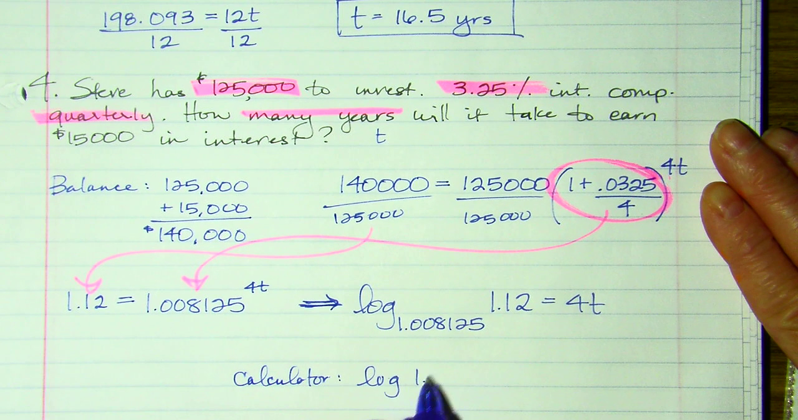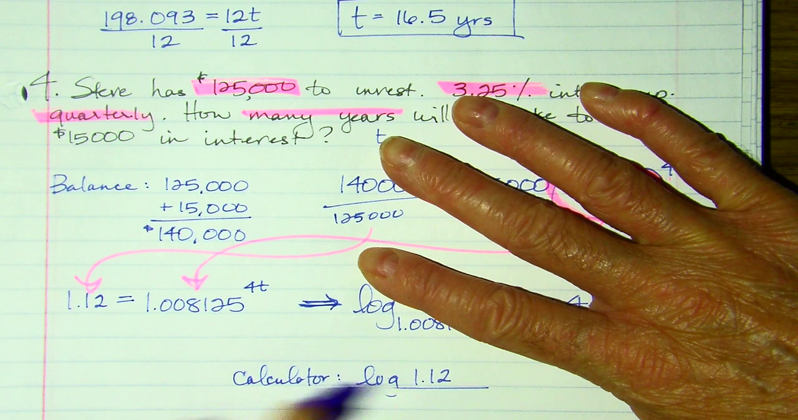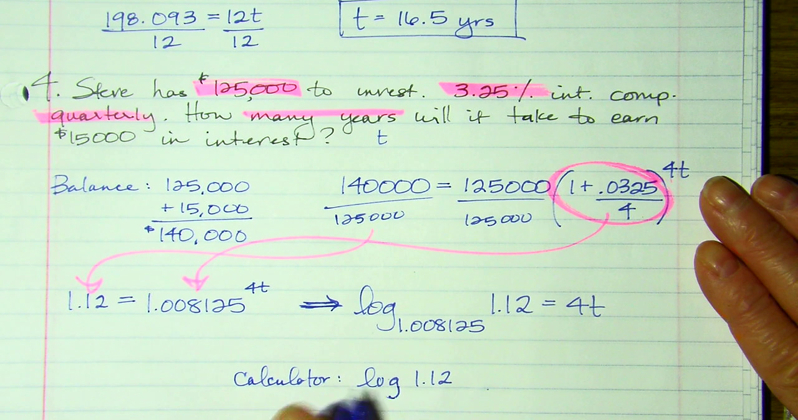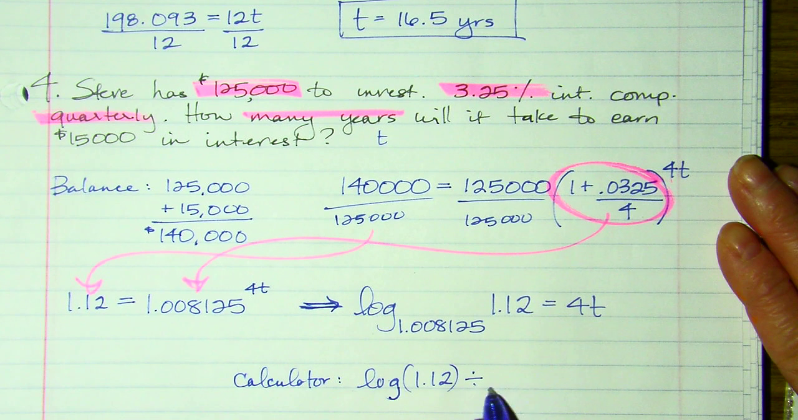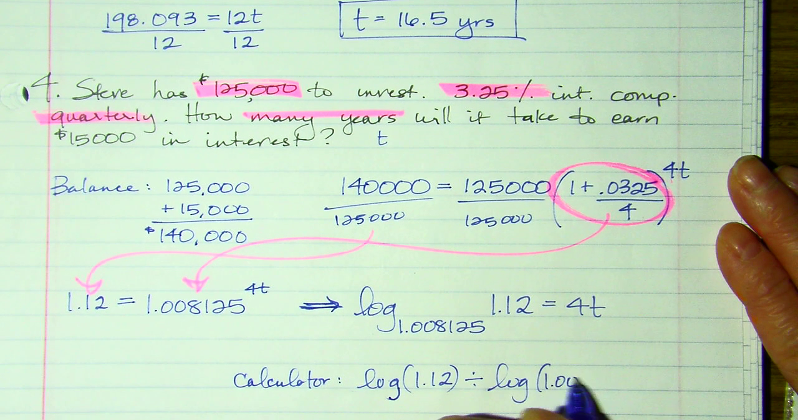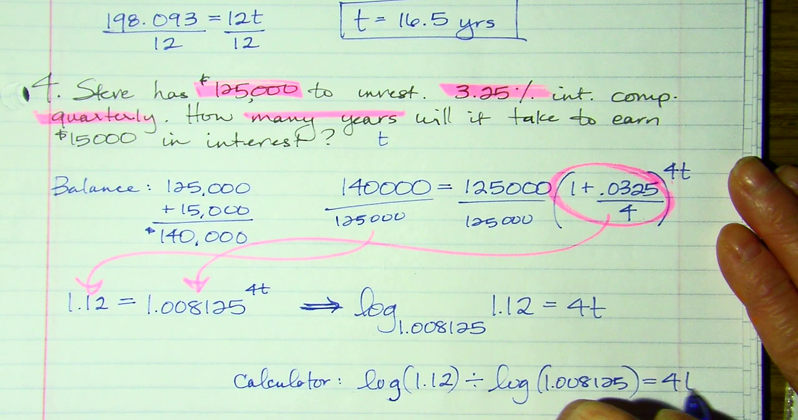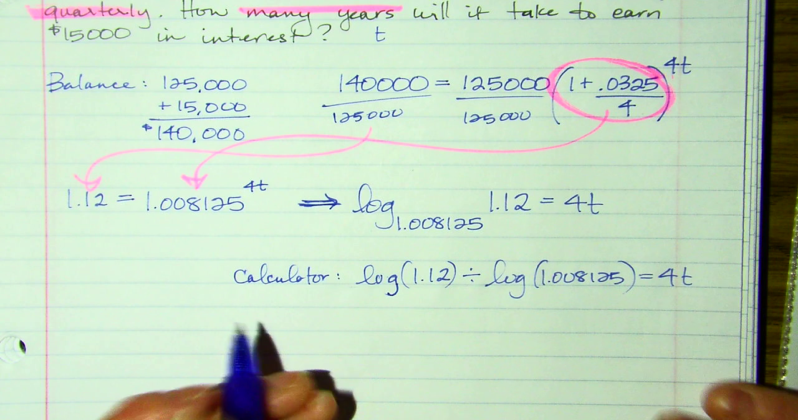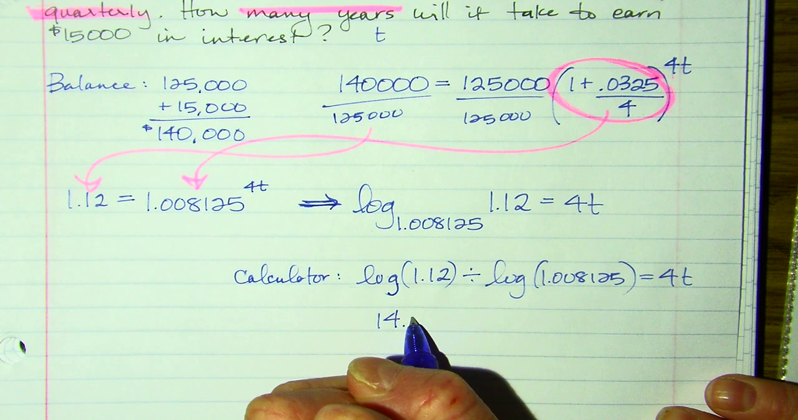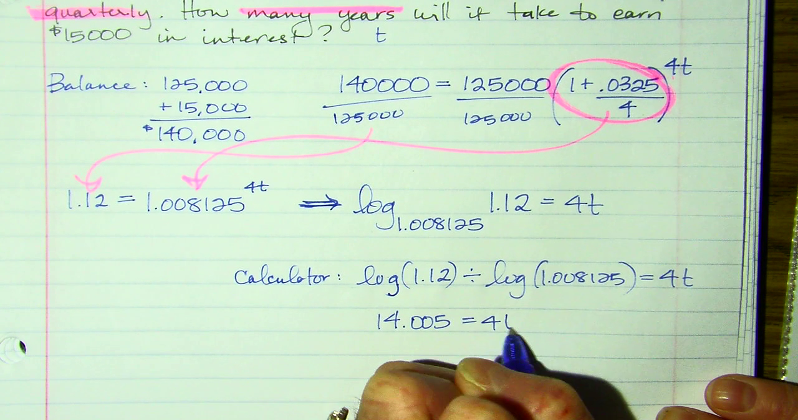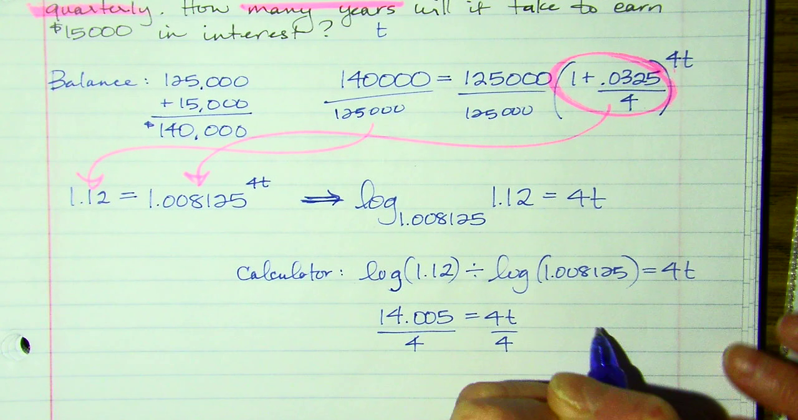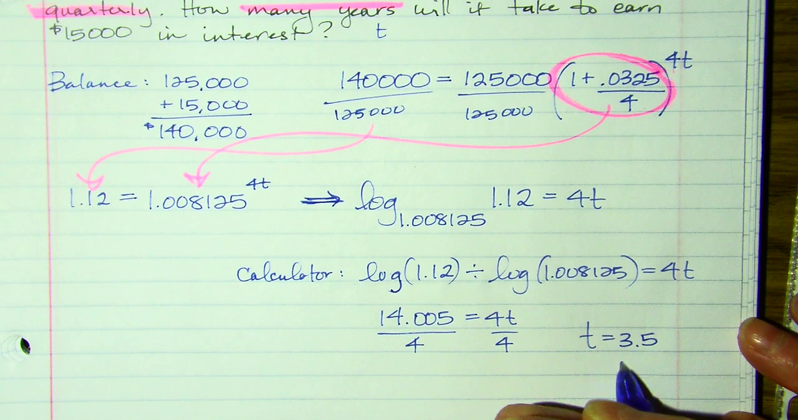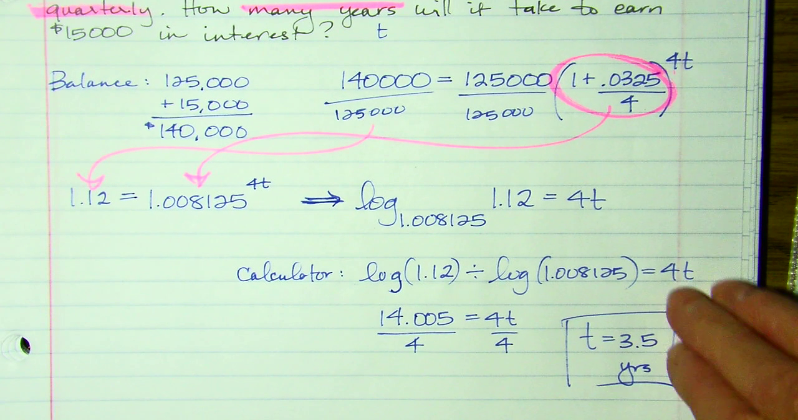So enter this in the calculator. The log of 1.12 divided by the log of 1.008125 equals 4t. So enter this, and I got 14.005 equals 4t, and then I divided by 4, and I got t equals 3.5 years.